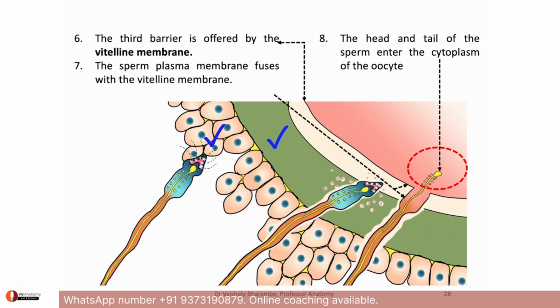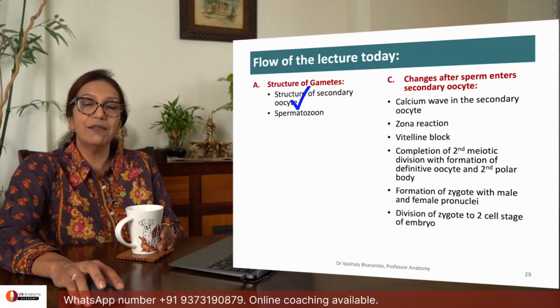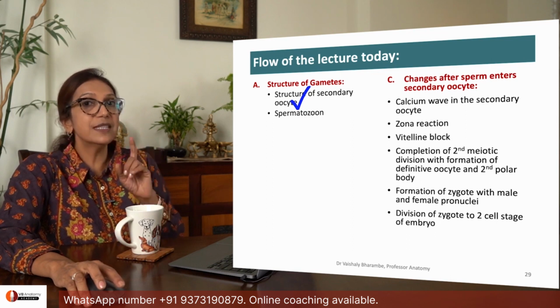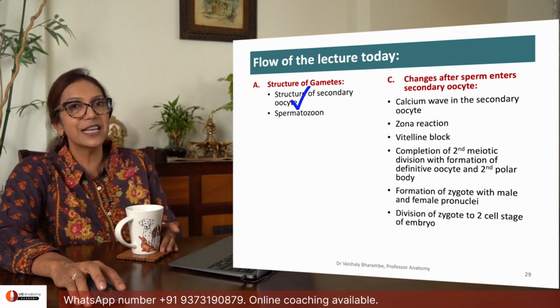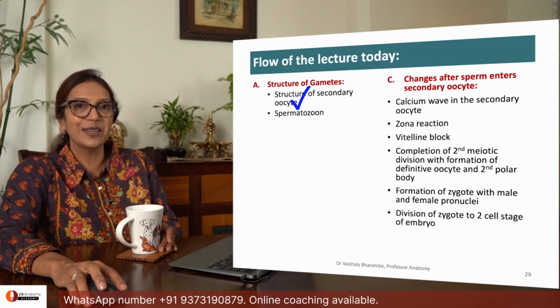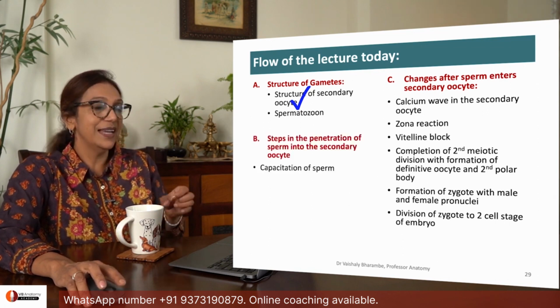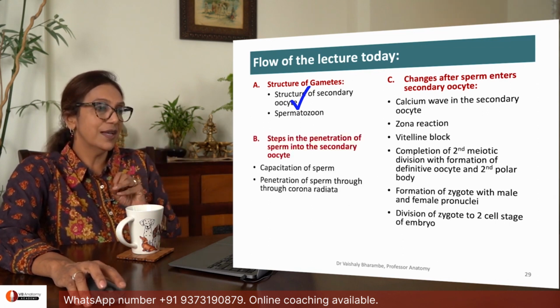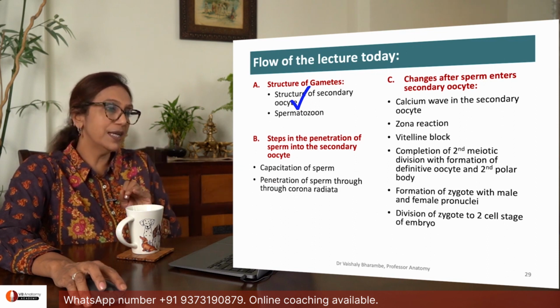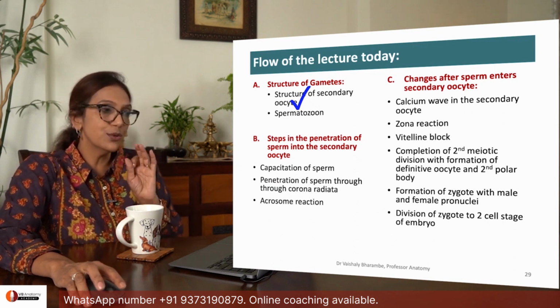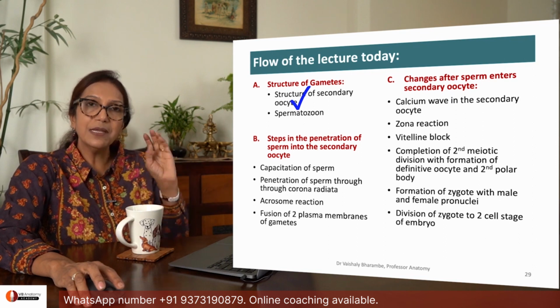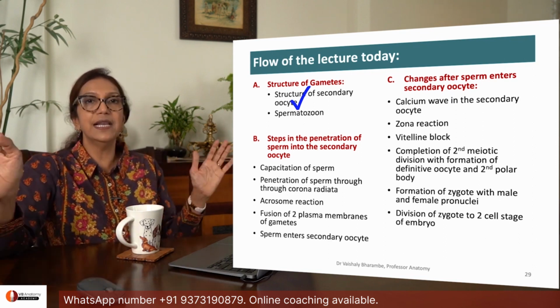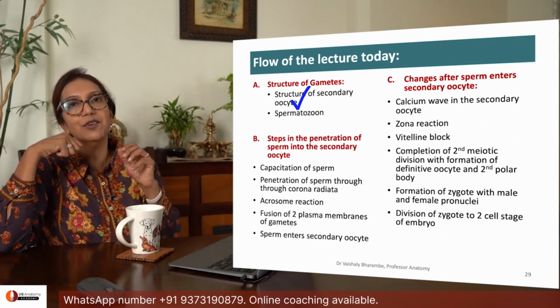Are you seeing that? Okay. So what have we done? Did you notice the sperm has managed to enter into the secondary oocyte? Good for you. How did it do that? It underwent capacitation. It penetrated corona radiata. It underwent acrosome reaction. The 2 plasma membranes fused, and finally sperm is sitting pretty in secondary oocyte.